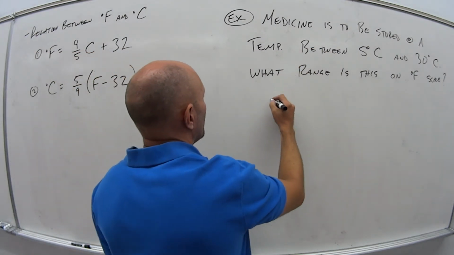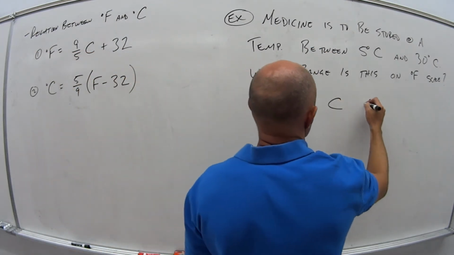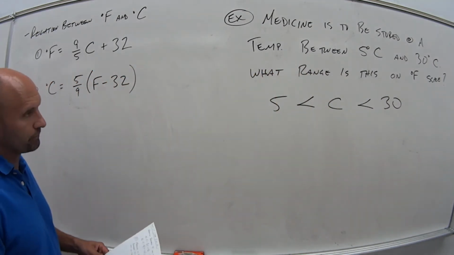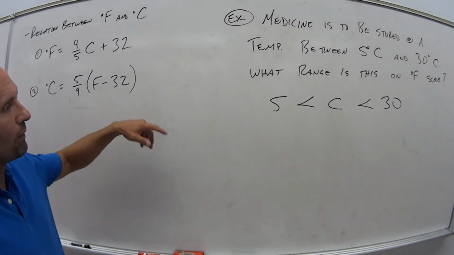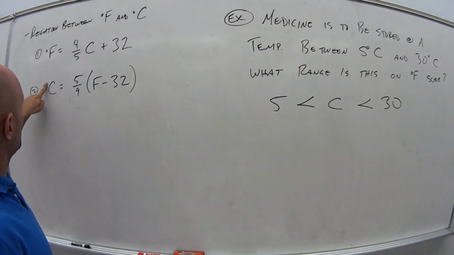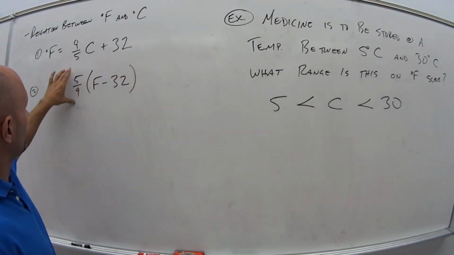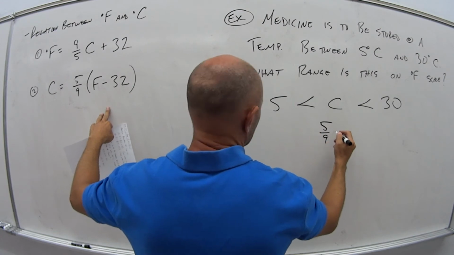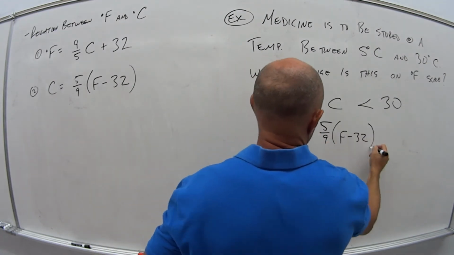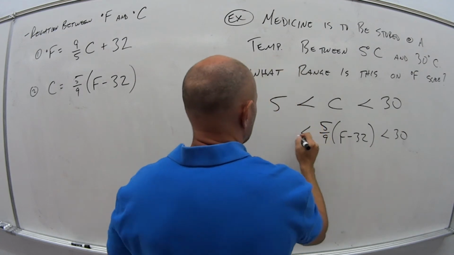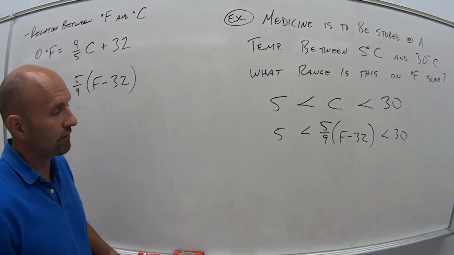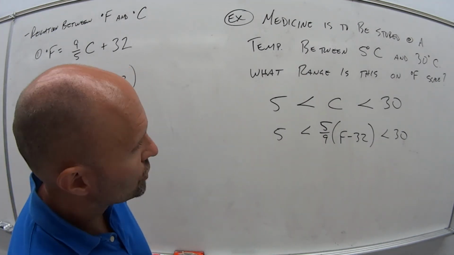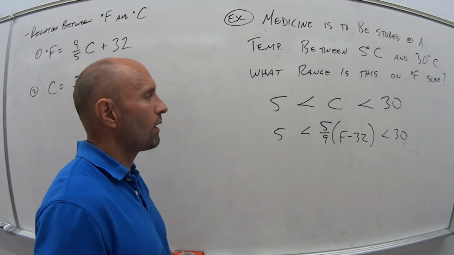So we have that the temperature has to be between 5 and 30 degrees Celsius. So now I'm going to use substitution. Well, I have Celsius is equal to this guy. So I'm just going to substitute this in here. So I have 5/9 times Fahrenheit minus 32. So this thing has to be between 5 and 30. And now we solve this like we saw in one of our original inequality problems.